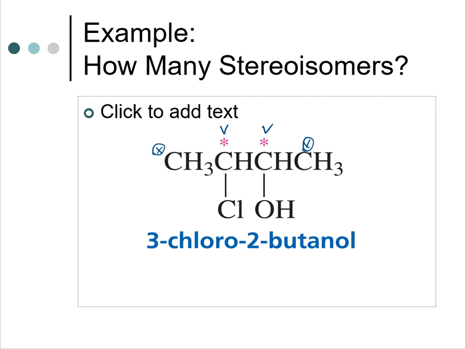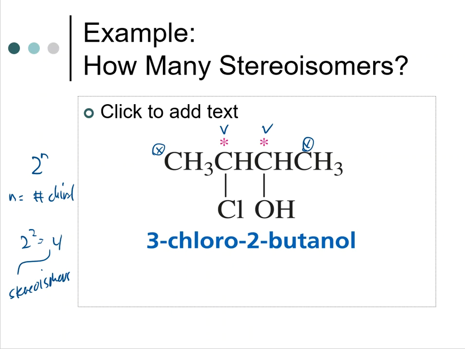Okay, well, if we have more than one chiral center, how many stereoisomers can we actually get from this thing? Well, we have an equation to make this process easier. It's 2 to the n power. And n is going to represent the number of chiral centers that you have. And in this case, there's 2. So 2 to the 2nd power, because there's 2 of them. Well, 2 times 2, 4. 2 squared is 4. I'm going to have 4 stereoisomers with this particular compound.